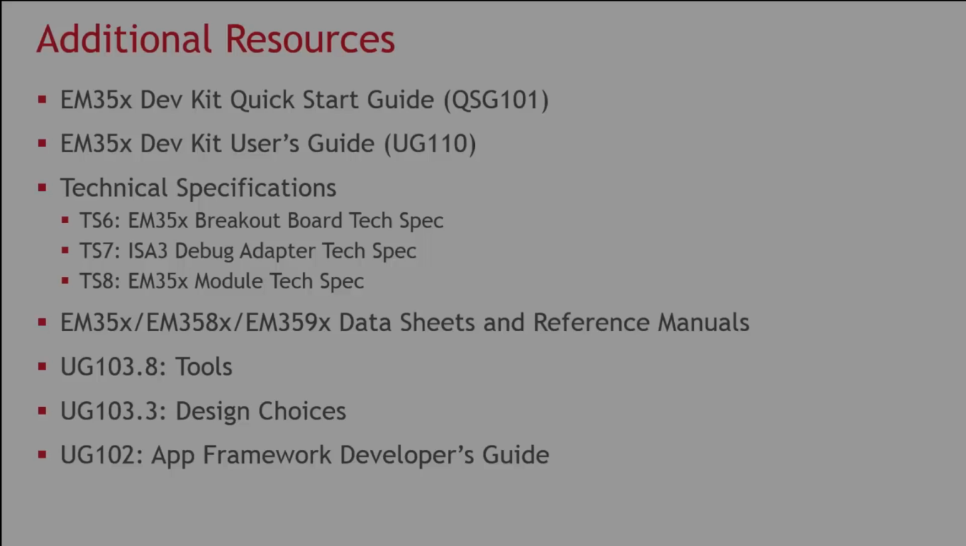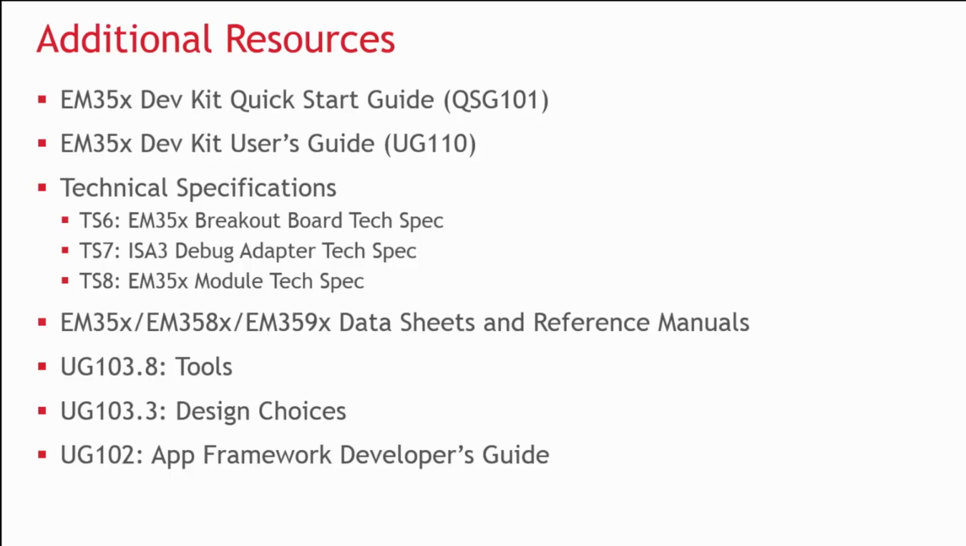For more information on the kit hardware and how to use the materials found in the EM35x Dev Kit, you'll obviously want to refer to your own copy of the EM35x Dev Kit Quick Start Guide, also called QSG101, found in PDF form in the Ember Znet installer or in paper form in your kit package. But beyond that, you should also check out the EM35x Dev Kit User's Guide, UG110, which explains how to do a lot of the most common development and setup tasks with your kit, as well as the various technical specifications, TS6, 7, and 8, for the breakout board, ISA3, and radio modules, respectively, and the various data sheets and reference manuals for the chips themselves.